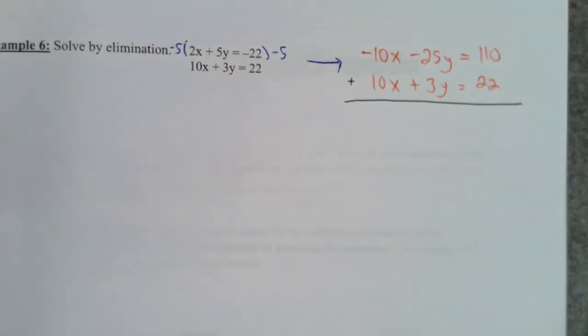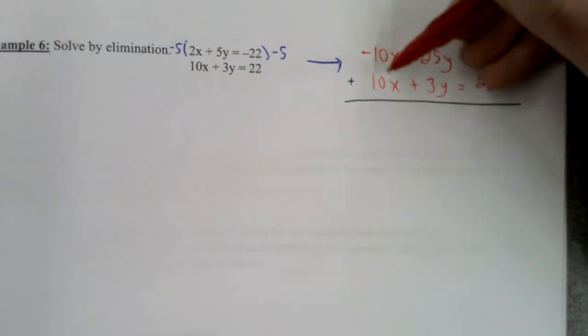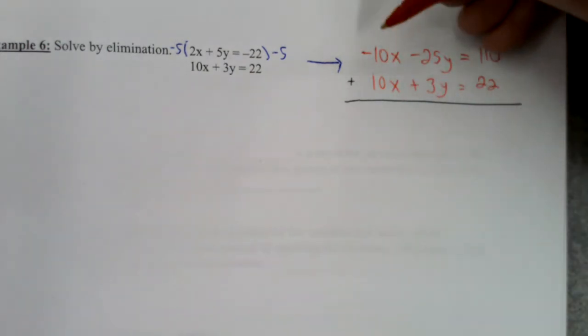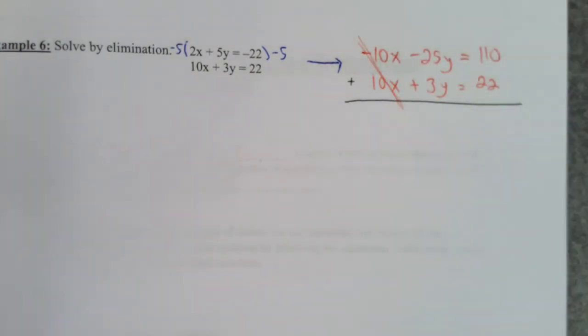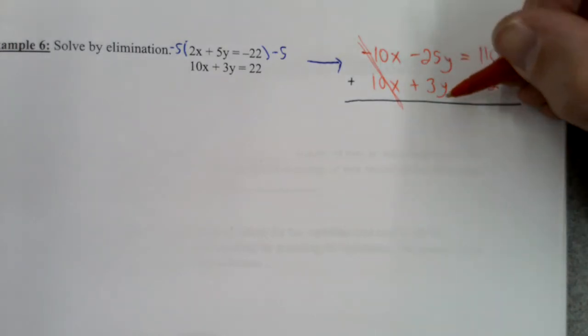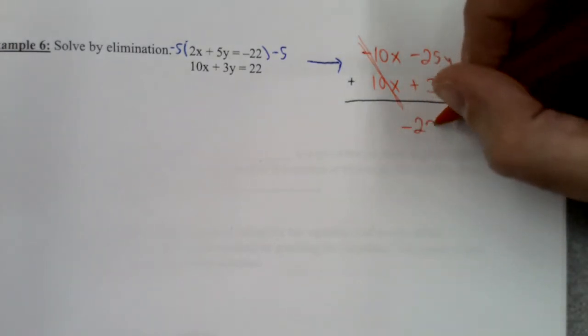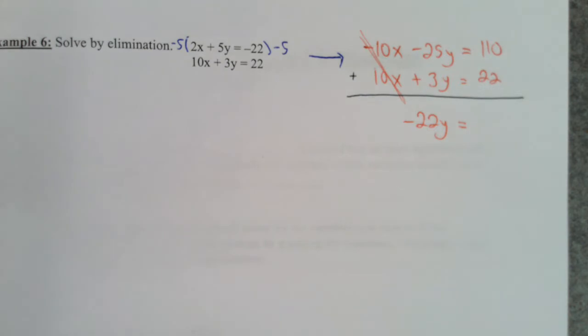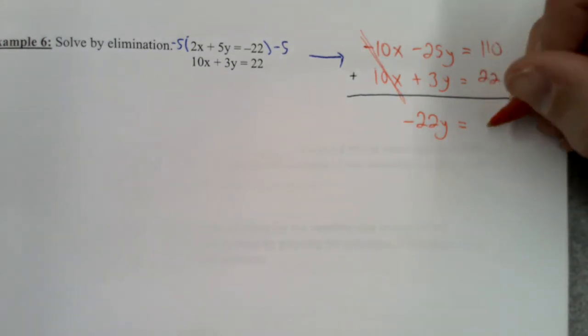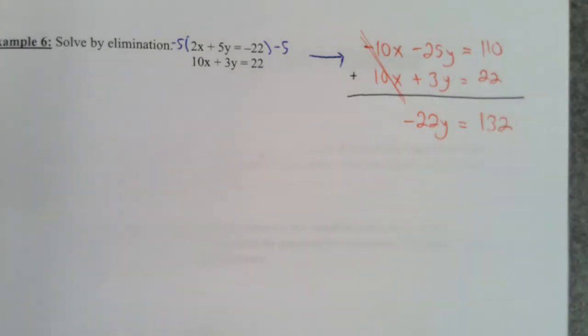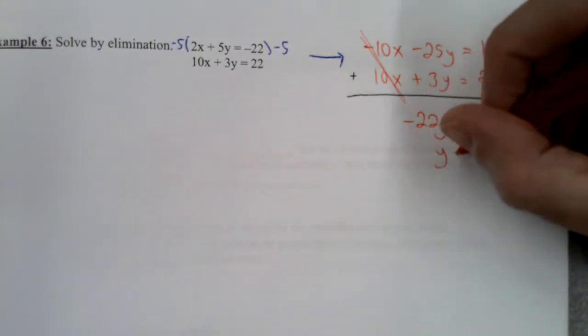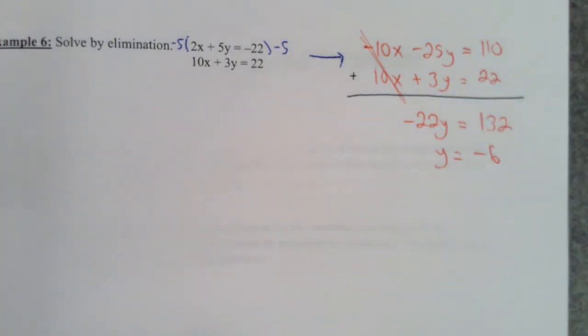Add them together. The x's get eliminated. That's why it's called elimination. So these x's get eliminated. They add to become 0. Negative 25y plus 3y is negative 22y. And it's going to equal 110 plus 22, which is 132. So negative 22y equals 132. That means y equals negative 6.